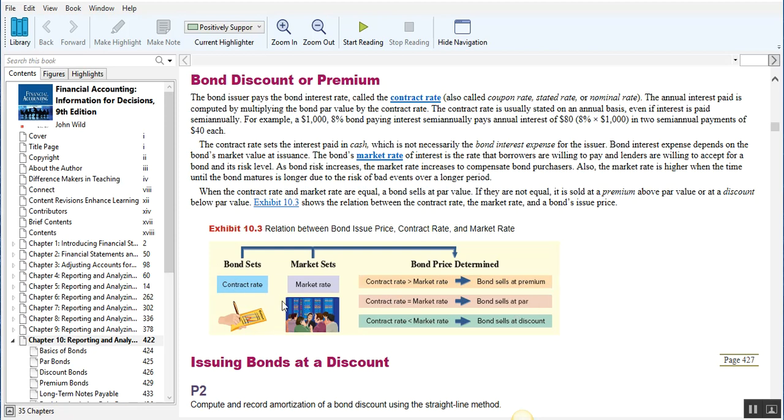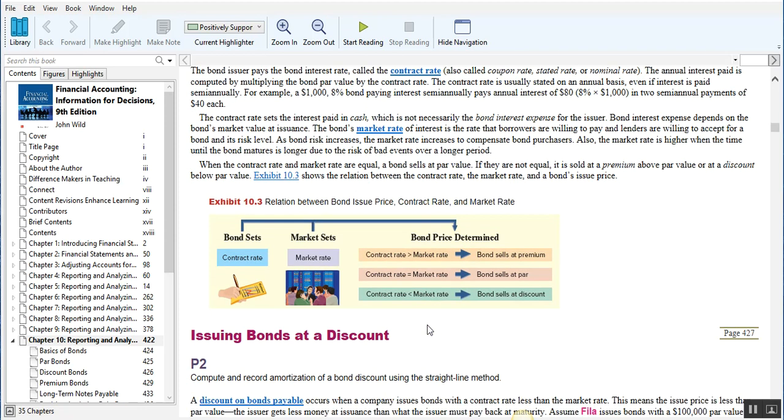So the bond is issued at a contract rate, and the market rate is here. If they're equal, the bond sells at par. If the contract rate is greater than the market rate, you're going to get a premium. If it's less than the market rate, it's a discount.